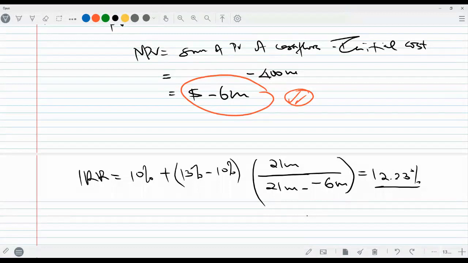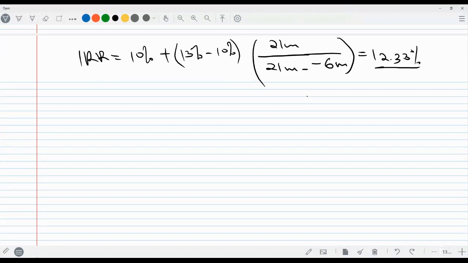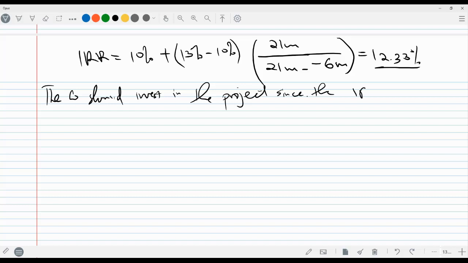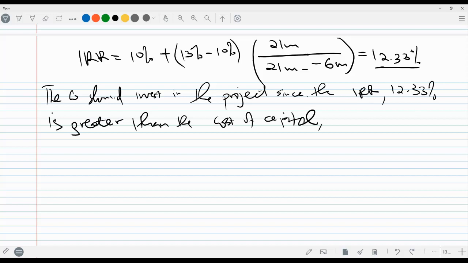Should we invest in this project, by the way? Yes, the company should invest in this project since it yields a positive NPV. The company should invest in the project since the IRR of 12.33% is greater than the cost of capital of 10%. Therefore it is financially acceptable.